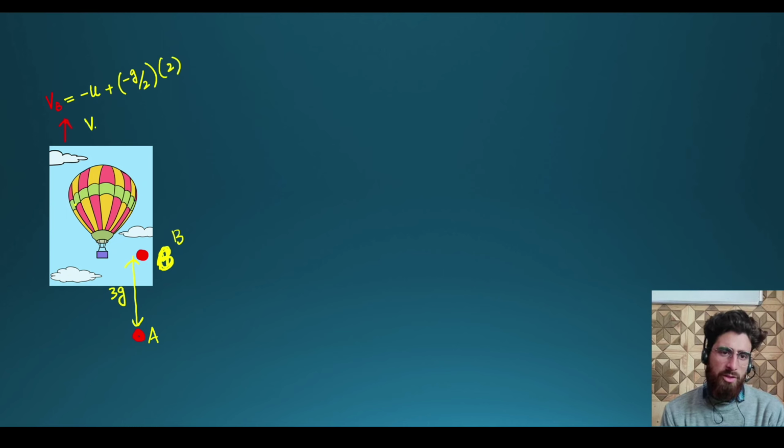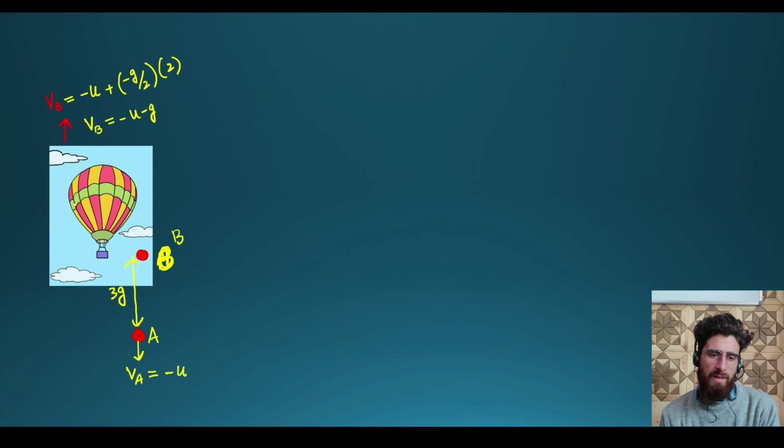So the velocity of the balloon after time t equals 2 seconds is going to be minus u minus g. And what's going to be the velocity of particle A at time t equals 2 seconds? It's going to be downwards. VA is going to come out to be, what's its initial velocity? It's minus u, plus its acceleration is downwards, and 2g. This is going to be the velocity of A at t equals 2 seconds.